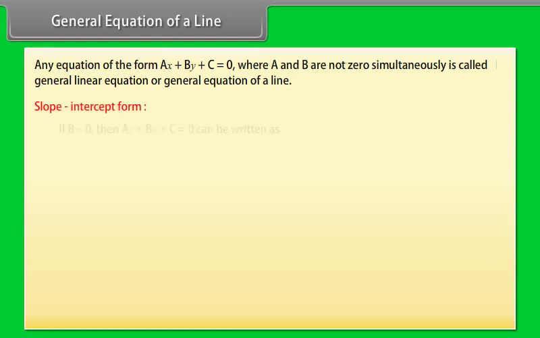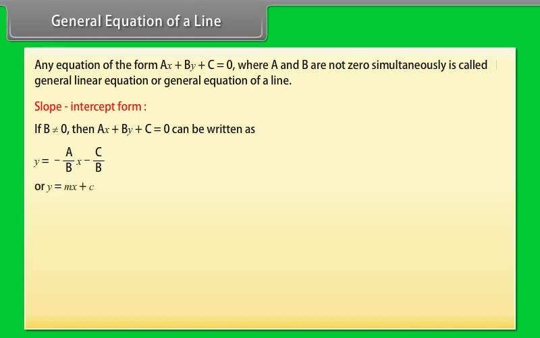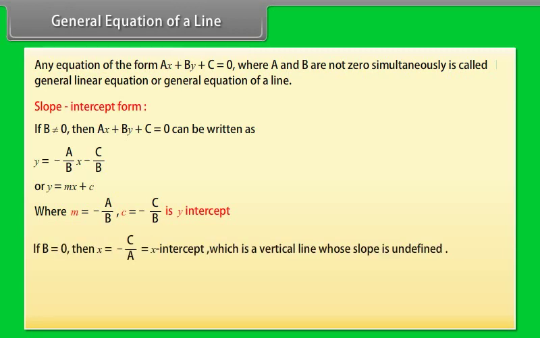Slope-intercept form. If b is not equal to 0, then ax + by + c = 0 can be written as y = -(a/b)x - c/b, or y = mx + c, where m = -a/b is the slope and c = -c/b is the y-intercept. If b is equal to 0, then x = -c/a is the x-intercept, which is a vertical line whose slope is undefined.